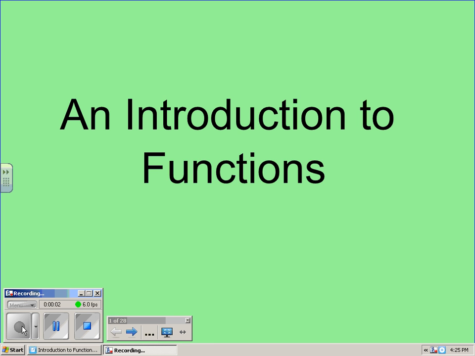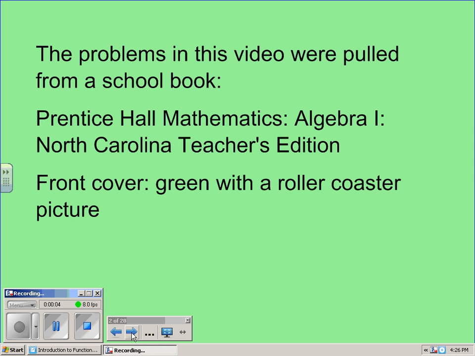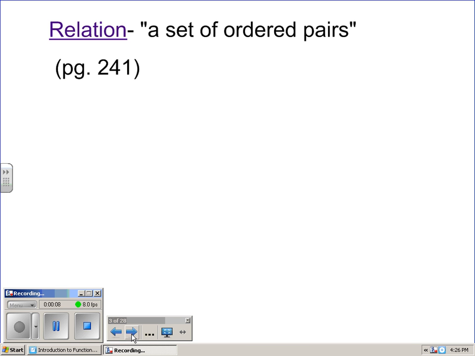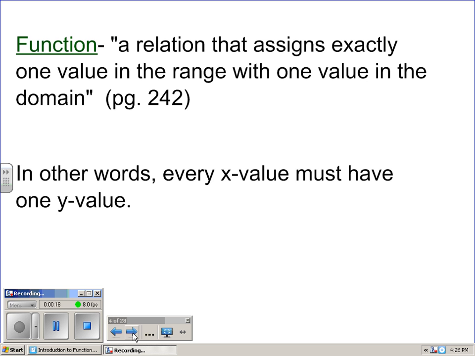In this video, you're going to learn about functions. I took some of these problems from the Prentice Hall Mathematics book, Algebra 1. To understand what a function is, you first need to understand what a relation is. A relation is a set of ordered pairs. The x values have some effect on the y values.